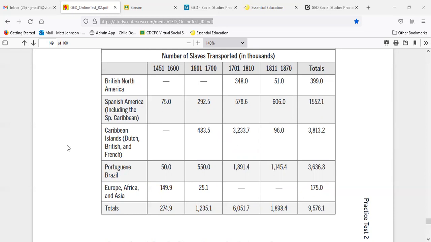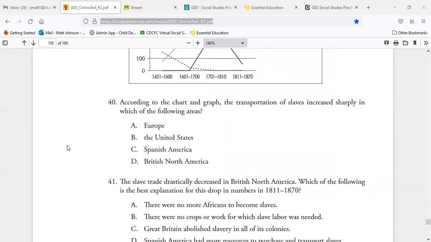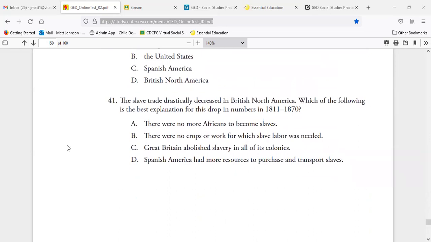So let me go back to the question. Okay. So the slave trade drastically decreased in British North America. Which of the following is the best explanation for that drop? Is it C? Great Britain abolished slavery in all of its colonies. There you go. Yeah, C is correct. Yes, right.